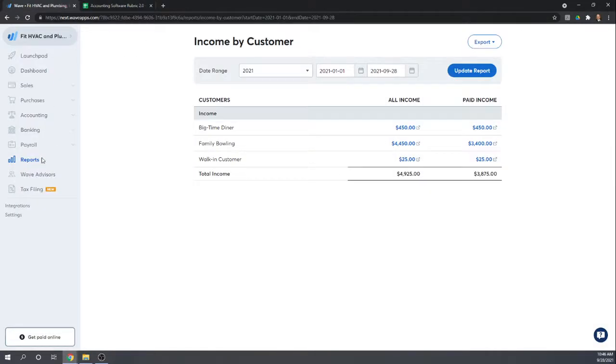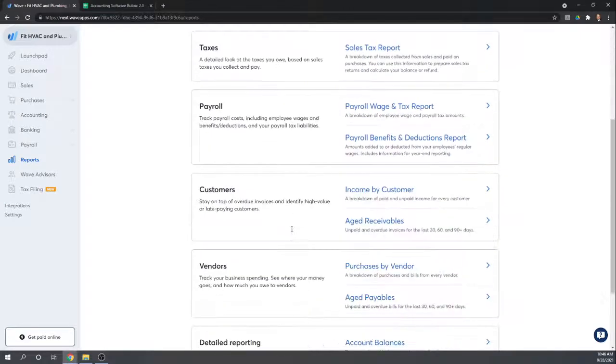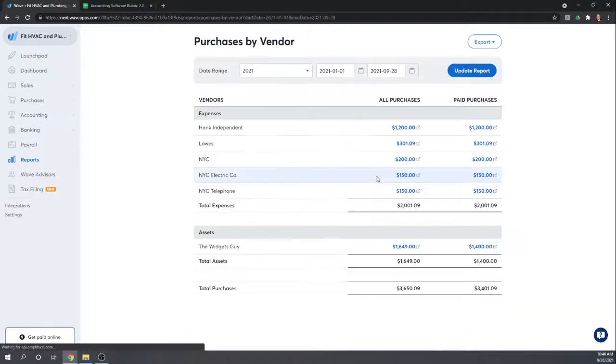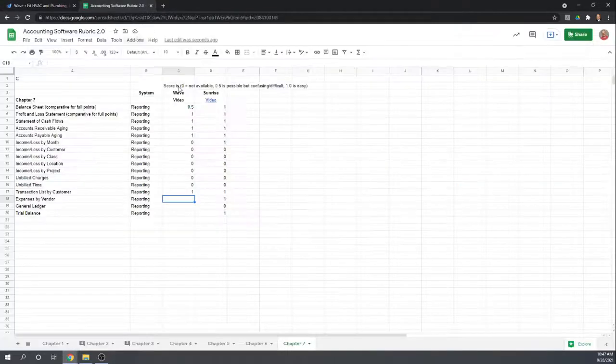Expenses by vendor. Purchases by vendor. So all purchases, paid purchases. These would be expenses booked. These would be when you actually pay the expenses. So any difference should be accounts payable that you still have outstanding. So here we should still owe widgets guy $249. Okay, looks good. Purchases by vendor.